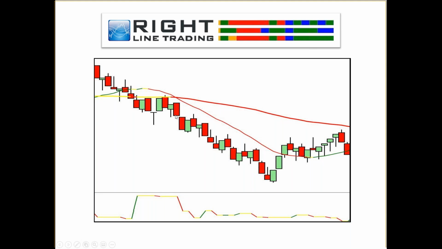And consolidation almost always breaks in the direction of the trend. Here you can easily see that the 50's down, the 15's down, the 15's crossed the 50, and price is going to head to the downside.